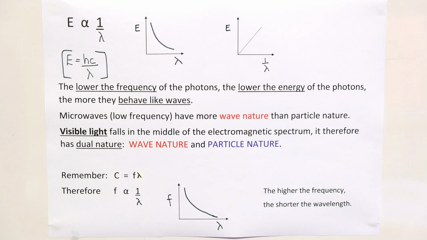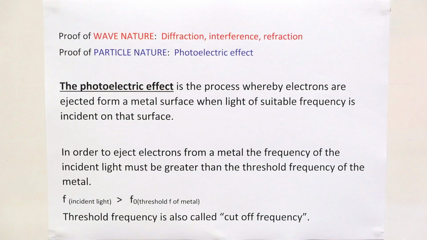If they ask you to draw a graph of frequency versus 1 over wavelength, it would be a straight line graph through the origin. The higher the frequency, the shorter the wavelength, because frequency and wavelength are inverse proportionalities.